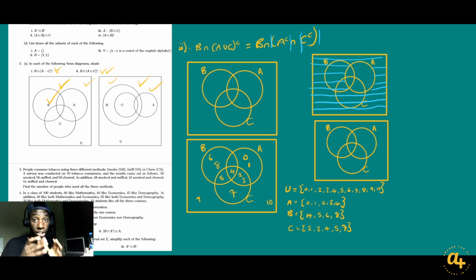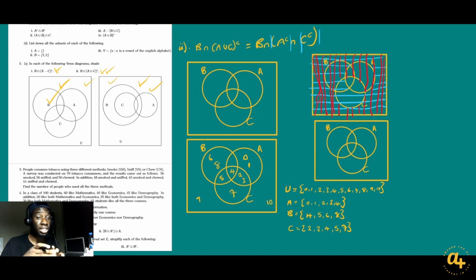Alright, so we are done shading A complement on our Venn diagram here, and you can see that A complement is just everything outside the set A. Now let's move on to shading C complement. When we shade C complement, it's going to look something like this. Alright, so we are done shading C complement.